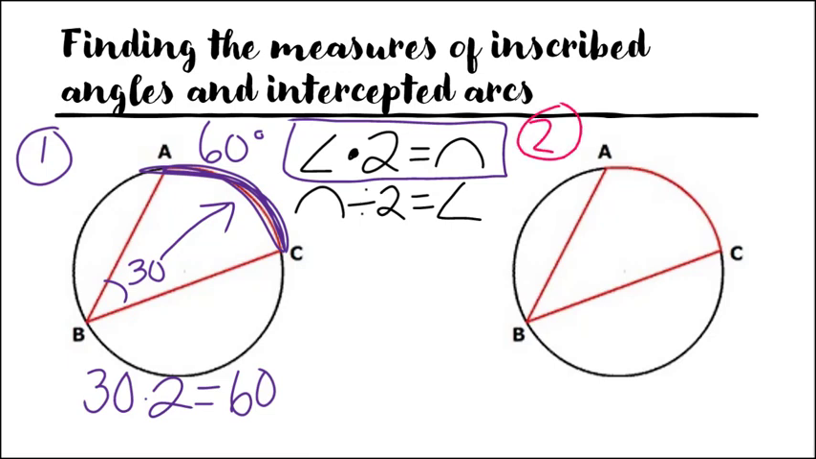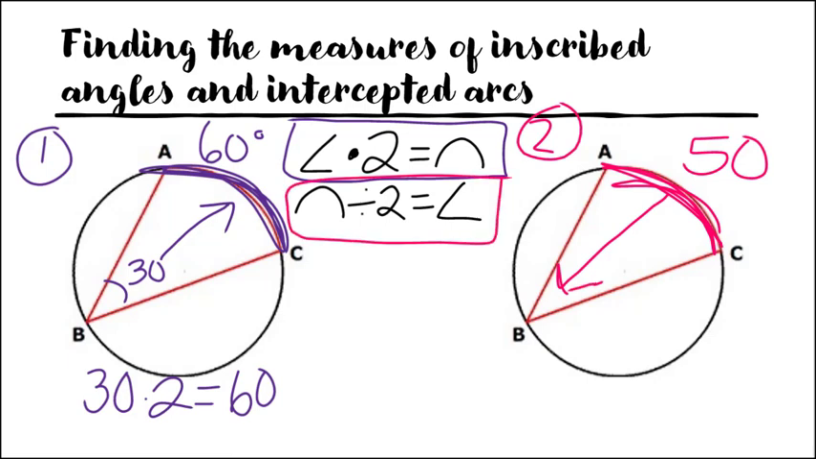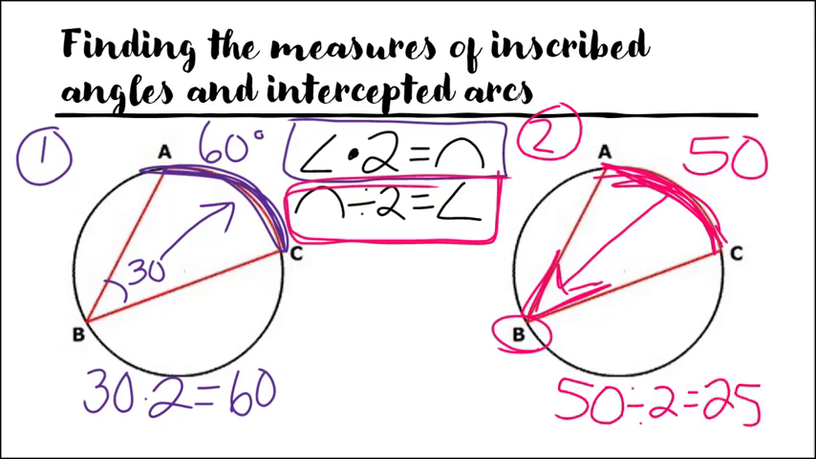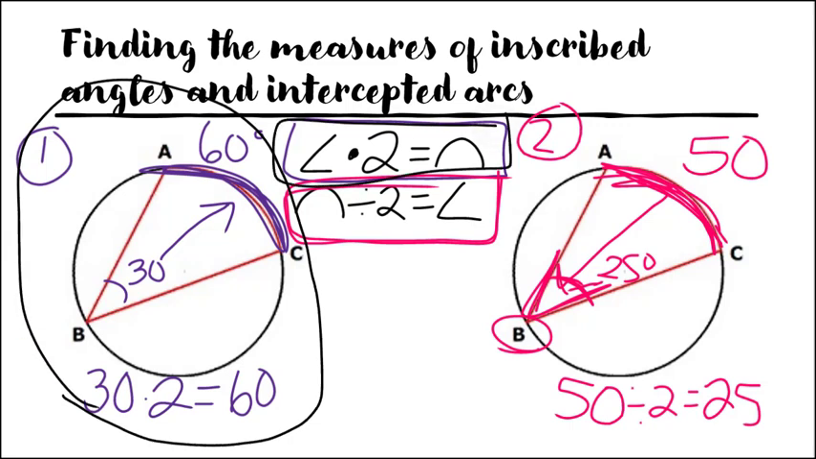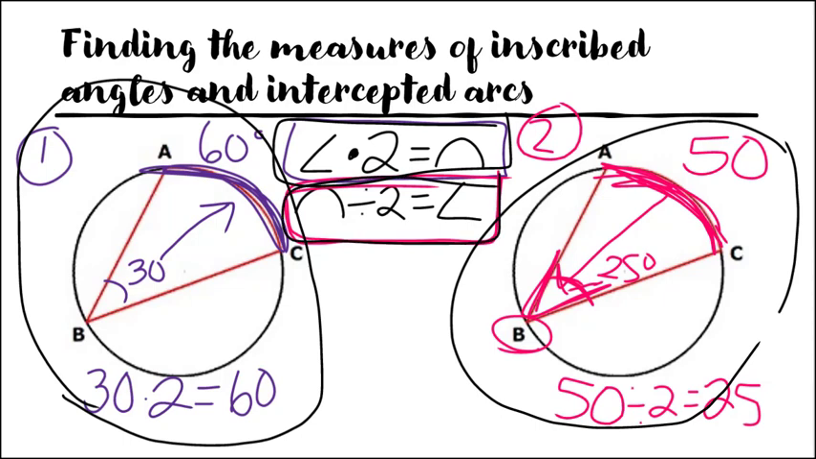All right, the second example. If you have the arc and it's 50, you can find the angle using the second formula. When you have the arc, we use this formula. So 50 divided by 2 is this angle. 50 divided by 2 is 25. So I know this angle is 25. When you have the angle, multiply. When you have the arc, use this formula, divide.